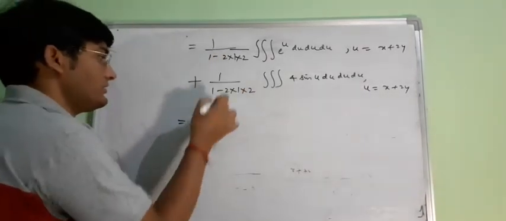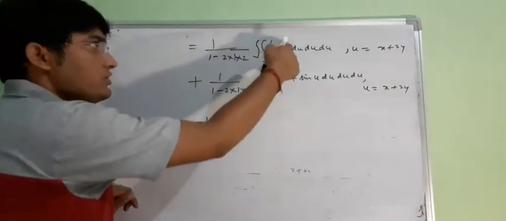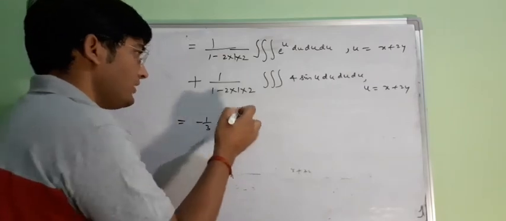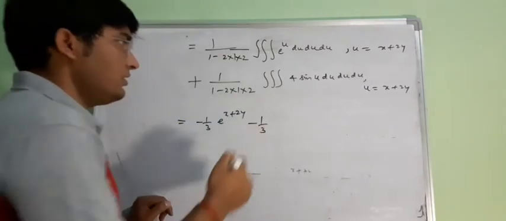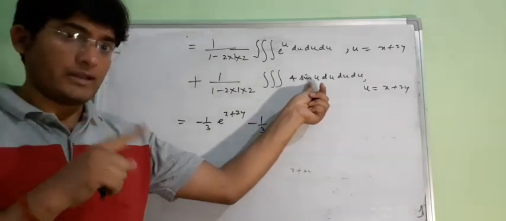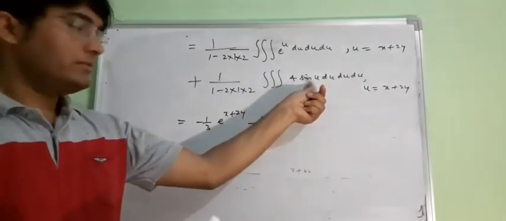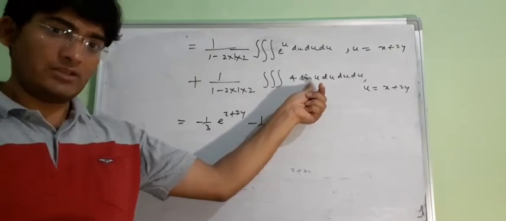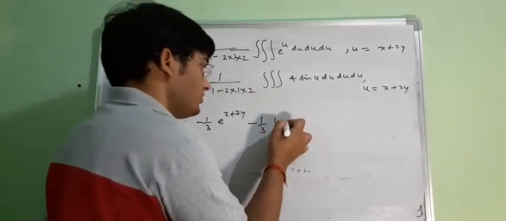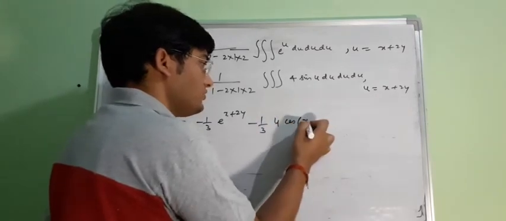this will be 1 minus 1 by 3. The integration of e to power u is e to power u, so we can say this is your e to power x plus 2y. And here this will be 1 minus 3. Now the one time integration of sin u will be minus cos u. Further, the second time will be minus sin u, and then the third time will be plus cos u. So this will be your 4 cos u, and u was your x plus 2y.